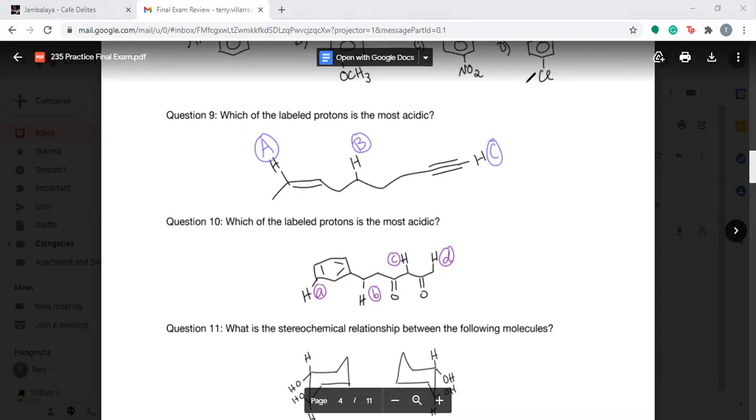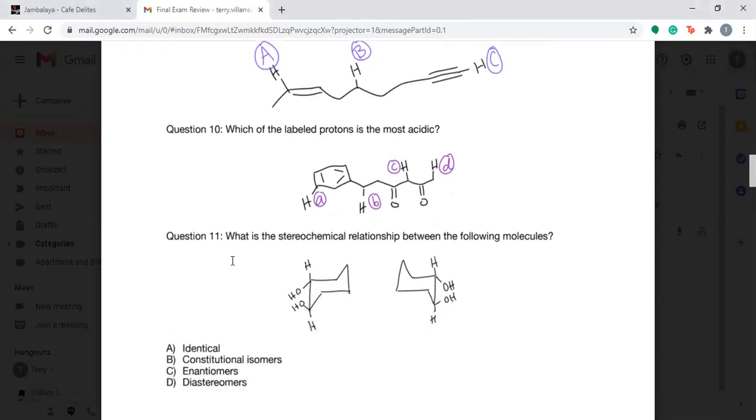Okay. Question 10. Which of the labeled protons is the most acidic? Oh God, no. That would be very tough to rip off. Remember, it was kind of like that idea of the problem you did where you wanted to substitute the bromine, right? And like we talked about how easy it was. An sp2 substitution is very hard to do. Nope.